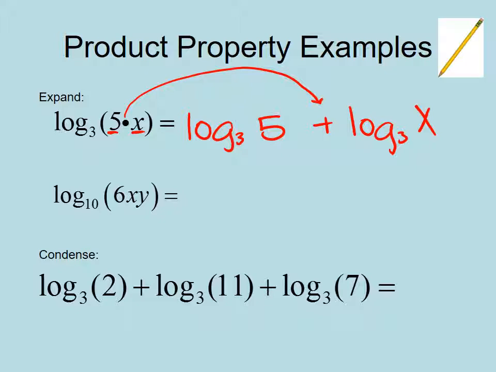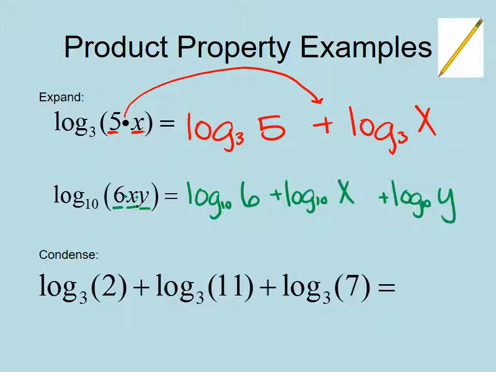Let's do the same thing here. This time you'll notice I have 1, 2, 3 values, which means I should have 1, 2, 3 logs. I'm multiplying, therefore I'm adding. I have the log base 10 of 6, the log base 10 of x, and the log base 10 of y.